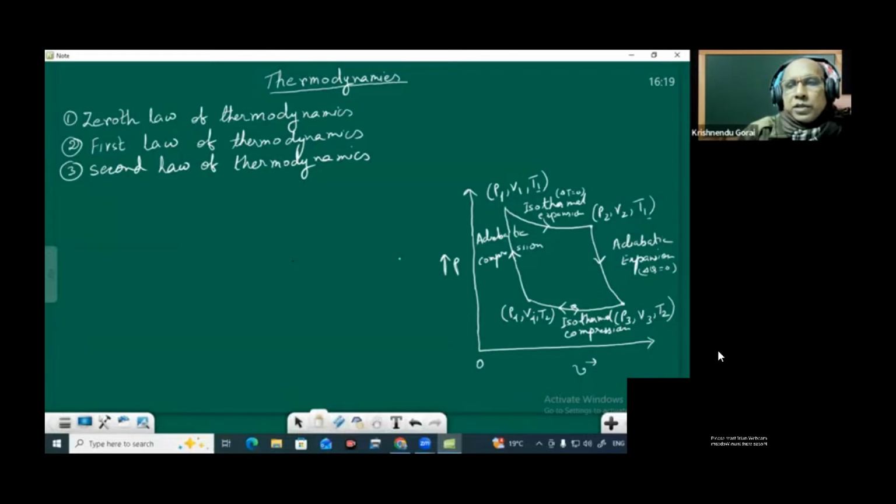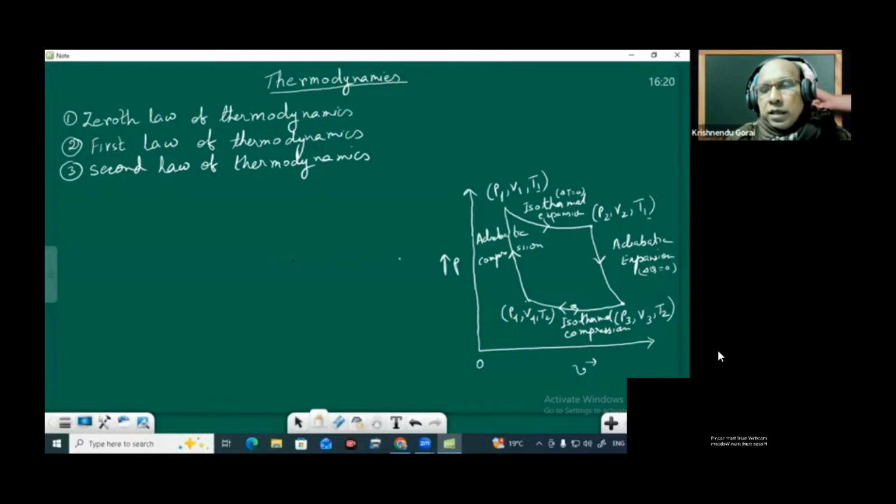You see, in adiabatic compression, there is a change in temperature, a change in volume, a change in pressure. In isothermal expansion, there is a change in pressure, a change in volume, but no change in temperature. This is T1, this is also T1. This is adiabatic expansion. Here also pressure is different, volume is different, and temperature is also different, right? And here you can also say P4, V4, T4.